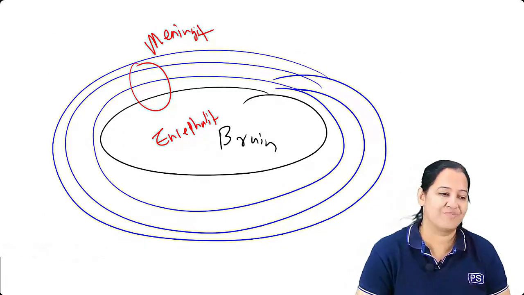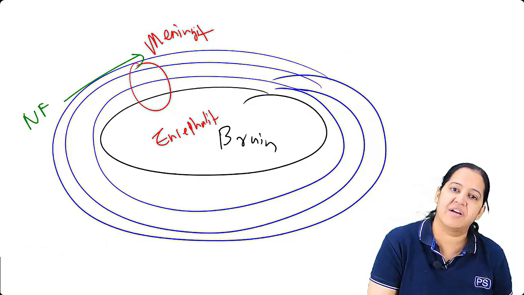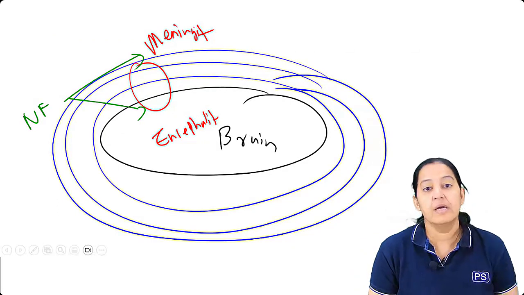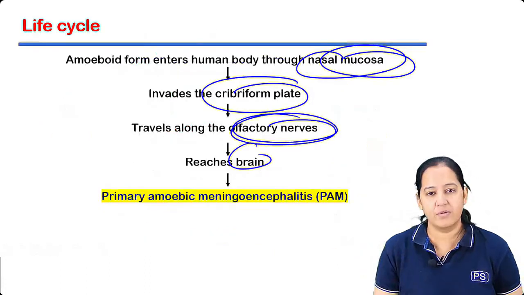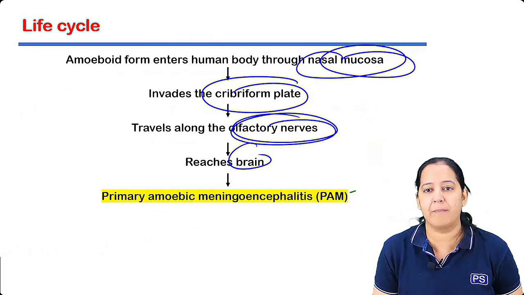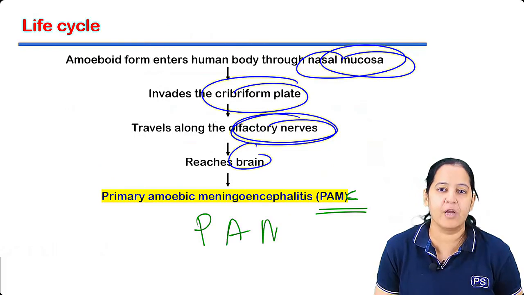This causes both. Currently, I'm interested in Naegleria fowleri. So Naegleria fowleri causes meningitis as well as encephalitis. Got my point? So it causes meningoencephalitis. What does it cause? Meningoencephalitis. So it causes a disease known as, isko PAME kar dena. It causes a disease known as PAME, primary amoebic meningoencephalitis.